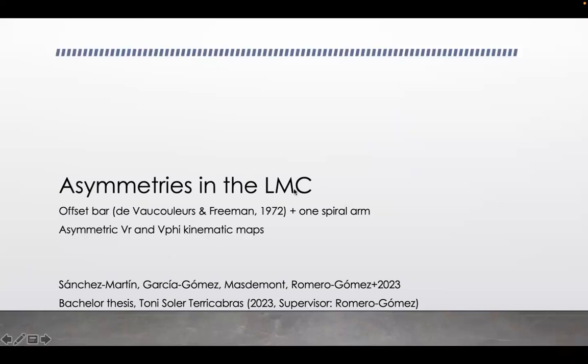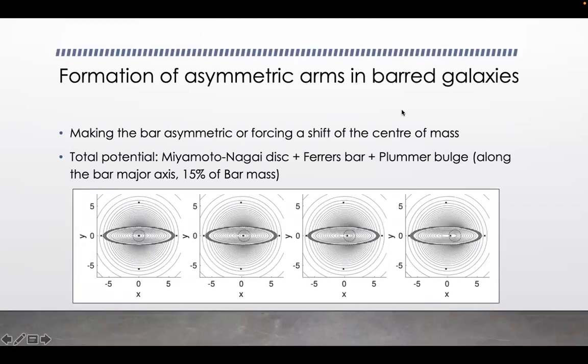In recent months, we have been trying to investigate these two facts. To cover the first one, what we have done is to make a very simple toy model, to model analytically, to put a Ferrers bar on top of a Miyamoto-Nagai disk. To make this bar offset, or at least the center of mass offset with respect to the center of the galaxy, we just add a Plummer bulge along the semi-major axis. And here we just show you four different models. The one on the left is always the symmetric case, and the three on the right are different displacements, different shifts along the major axis.